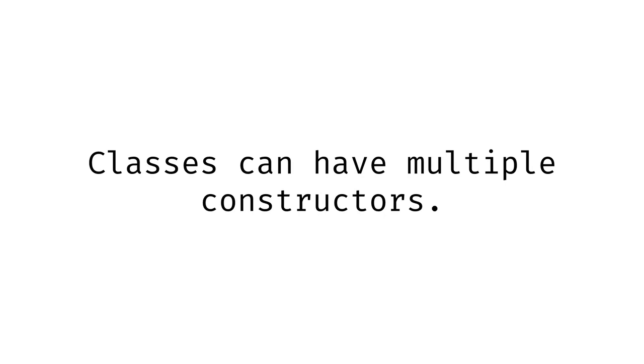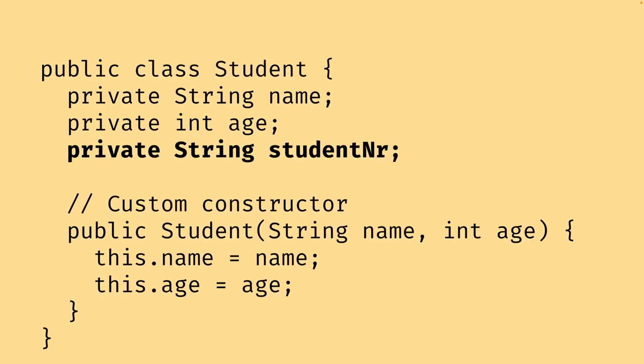Classes can actually have more than one constructor, as long as they have a different signature. And a different signature means different parameters when we talk about constructors. So let's say that our Student class also has a student number. We could then have an extra constructor that also sets the student number. Let me show this to you in IntelliJ. It gets too big to go on this slide.